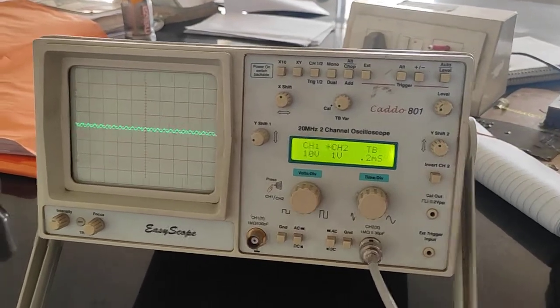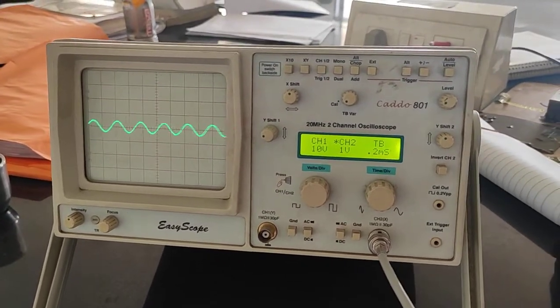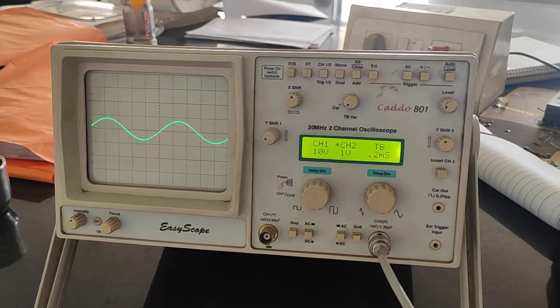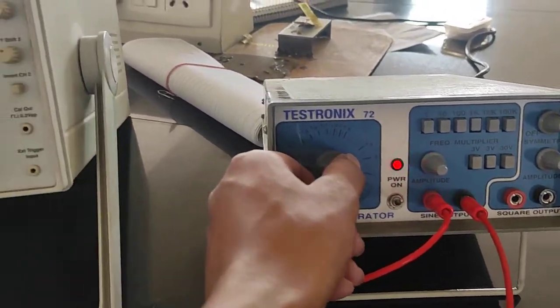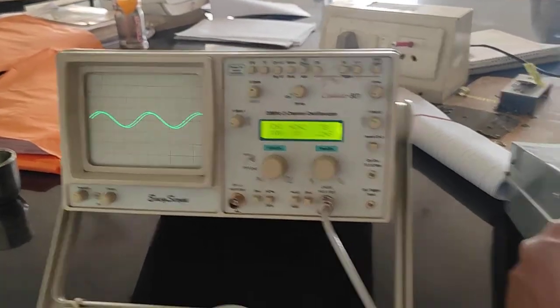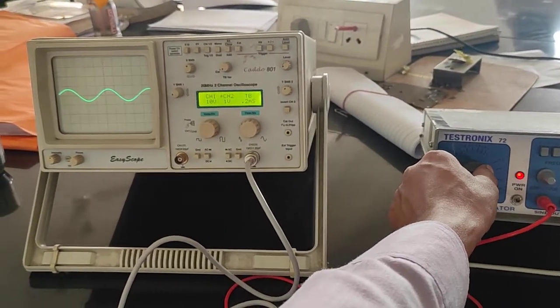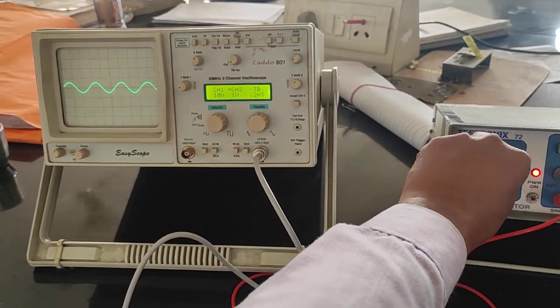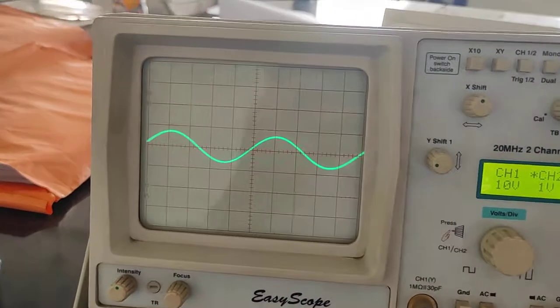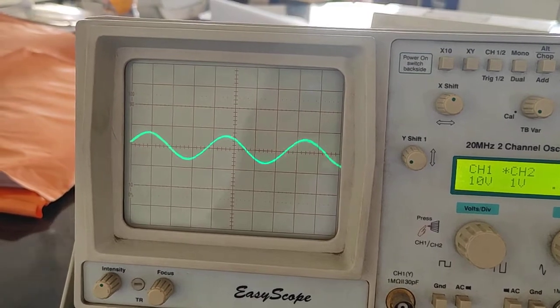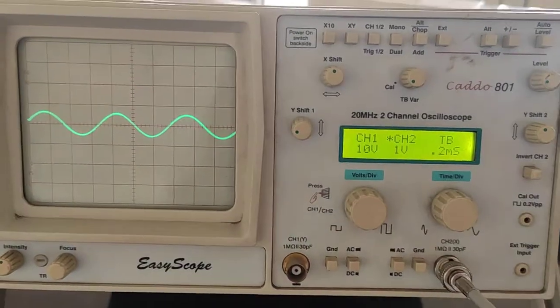So this is an evident case of what we were discussing: as I go towards higher frequency, that means towards a larger value of frequency, the output waveform is shrinking. So from this growing and shrinking, we can take voltage readings using the CRO as well.